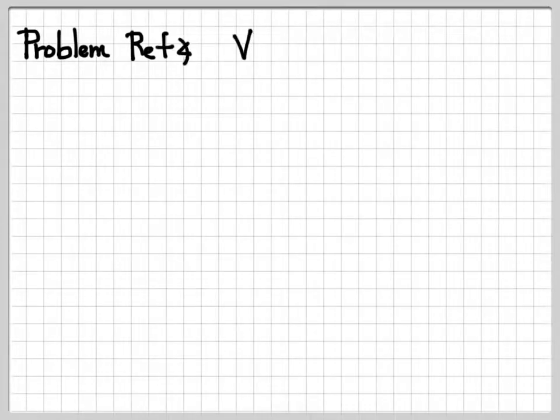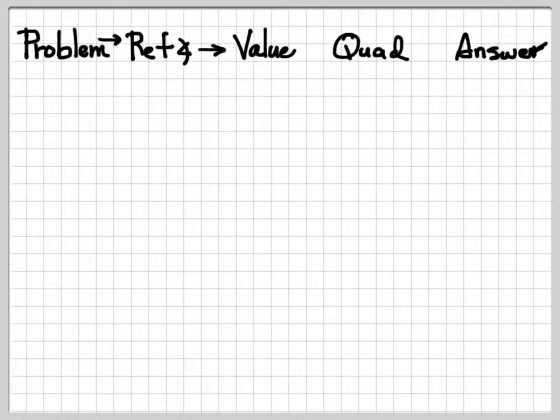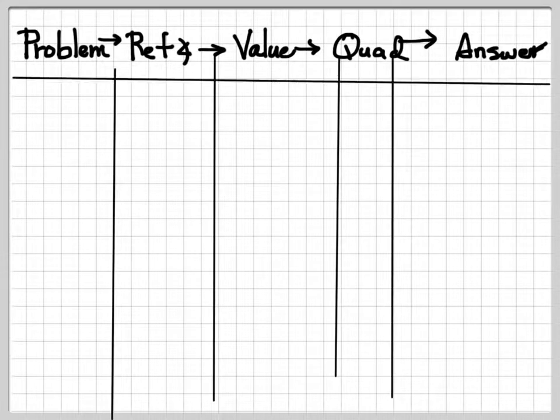All right, welcome back. So you know how I am about charts and graphs and such. What we're going to do in order to solve these problems is make up a little chart. We're going to write what the problem is that we're trying to find. We're going to determine what the reference angle is. We're going to use that reference angle to determine what the special values are. We're going to decide what quadrant this is in, and then we're going to get our final answer.